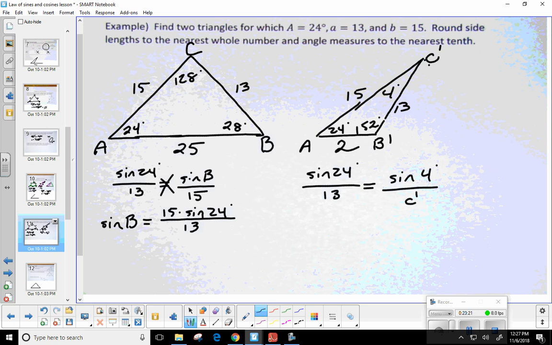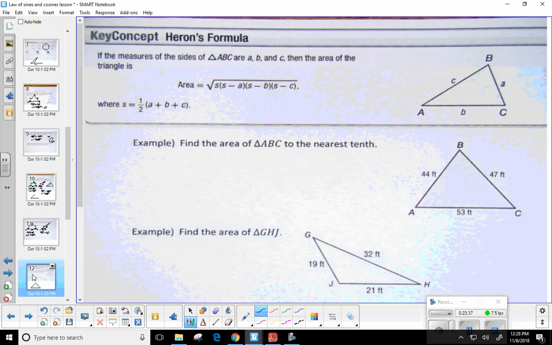Anybody having trouble with law of sines or law of cosines? Any questions? Okay. Well, there's only one more concept for me to show you, and it is the easiest thing in the entire lesson, so you save the best for last.